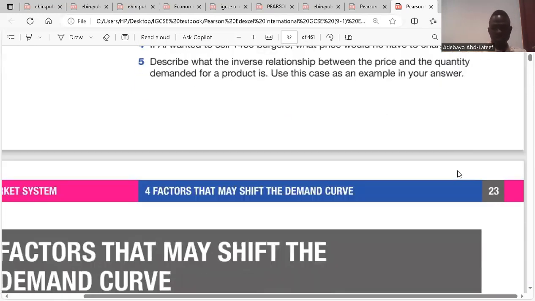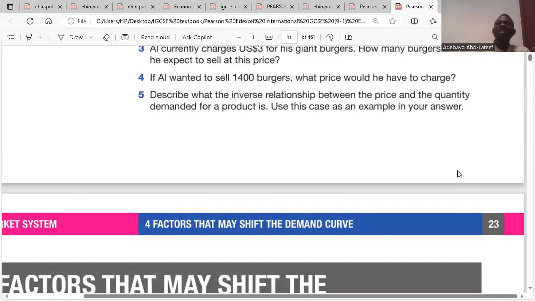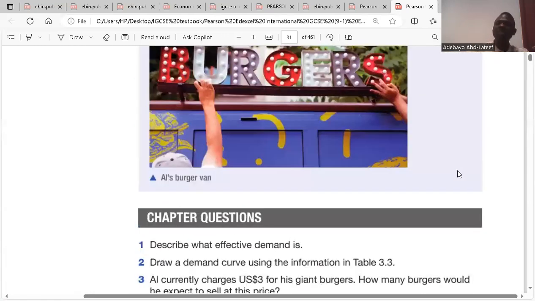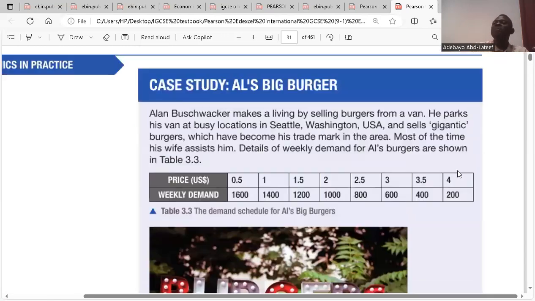And the 5th question says, describe what the inverse relationship between the price and the quantity demanded for the product is. Use this case as an example in your answer. So first, what is an inverse relationship? Inverse relationship takes us to what the law of demand is. There's an inverse relationship between the quantity demanded of a product and price, because the law of demand says that the higher the price, the lower the quantity demanded, and vice versa. The lower the price, the higher the quantity demanded. So that means when price increases, demand falls. When price falls, demand increases. That is an inverse relationship.